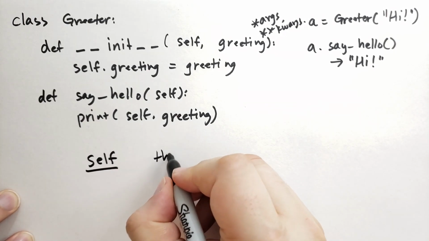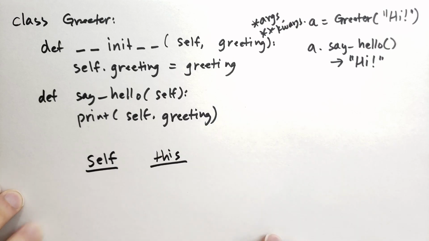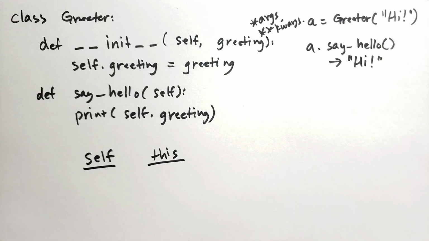Other languages might use something called this. In Python, we use self. That's just convention. Everybody uses self. I haven't seen code for a very long time that uses anything but self. Occasionally, when I'm feeling particularly sassy, I might use s, but then I'll go back and change it to self because it's kind of weird.